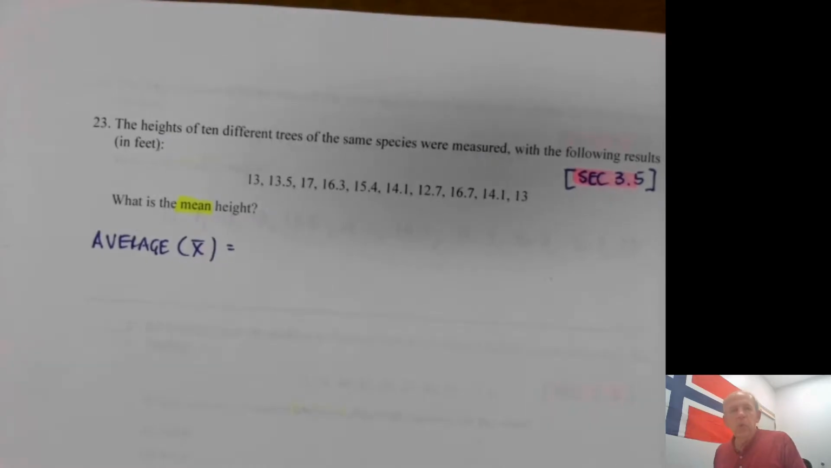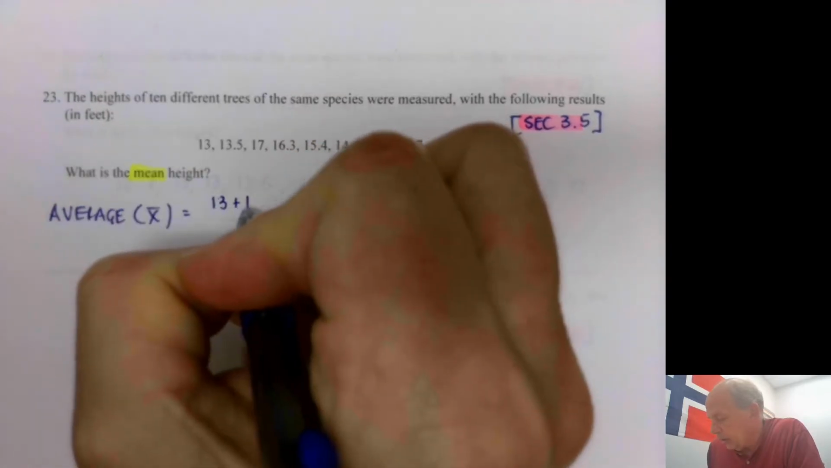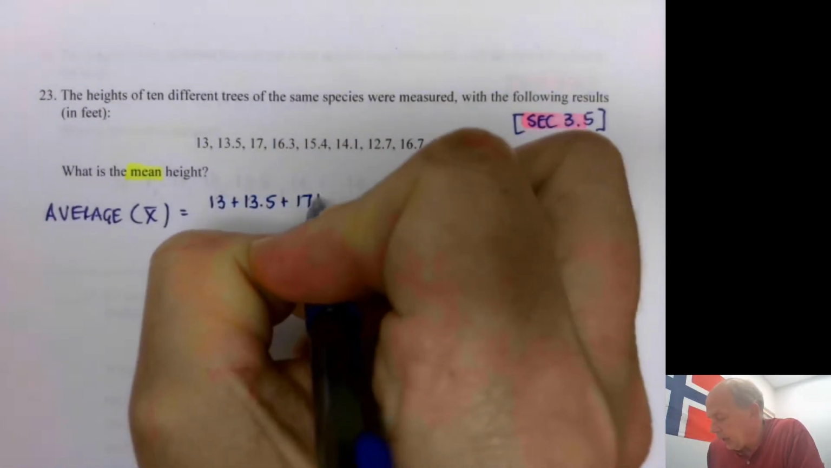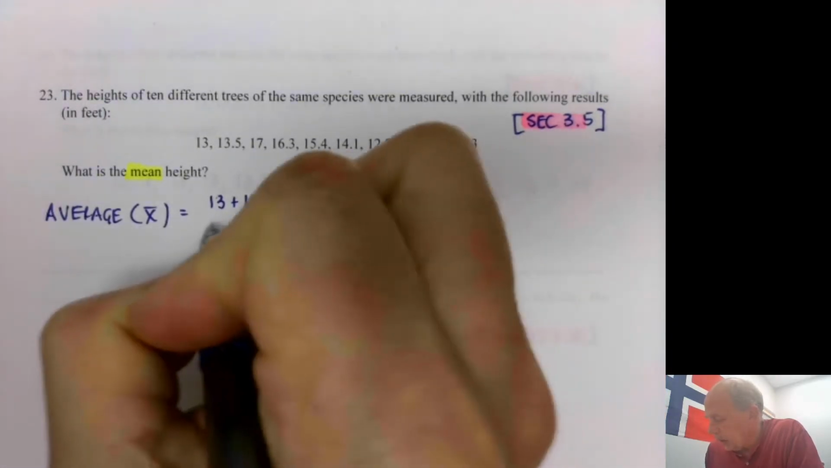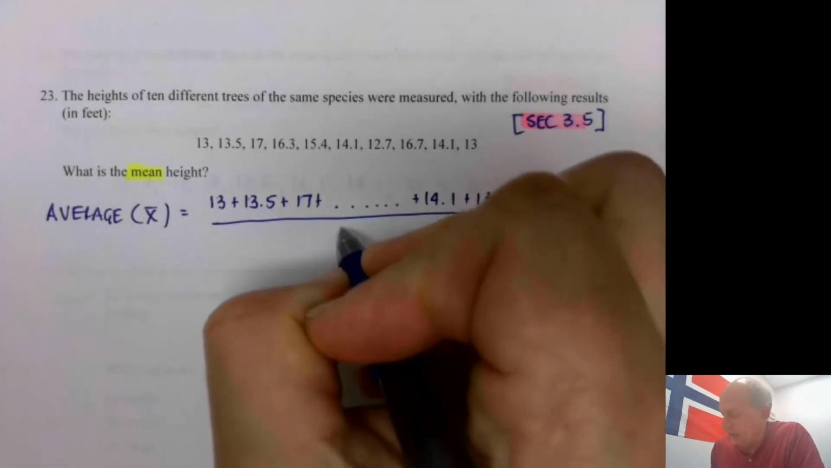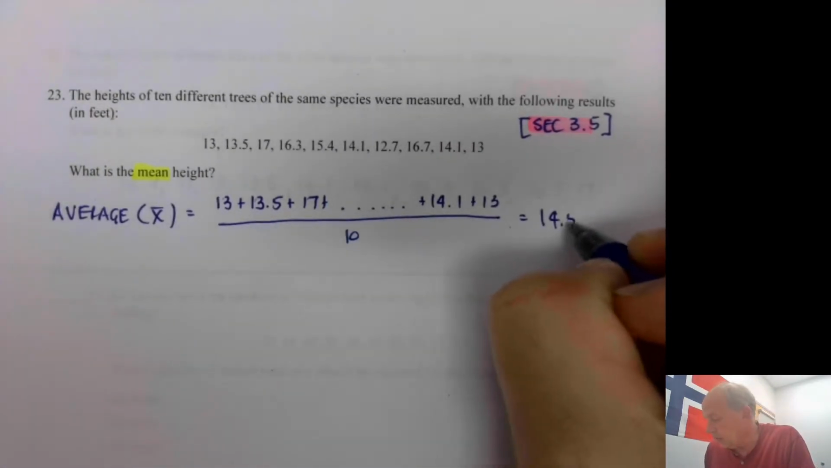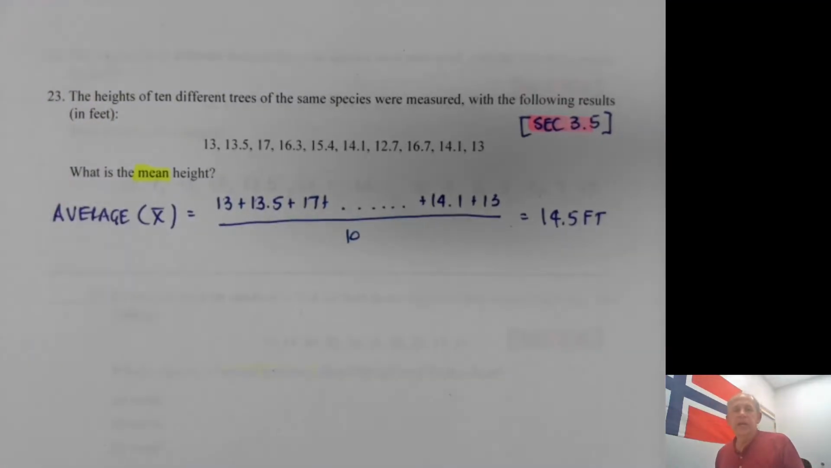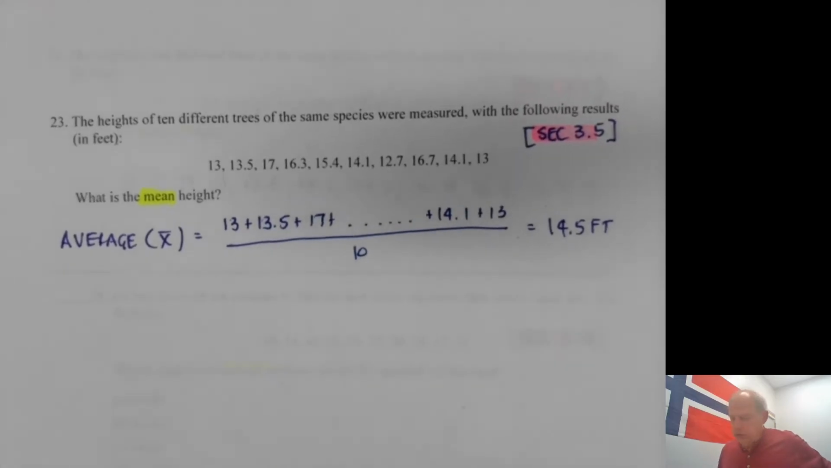Number 23, we have a data set, and we want to find the mean or the average height of this data set. So of course, the average or the mean, we're going to add up all of these trees and their height and divide by the number of trees: 1, 2, 3, 4, 5, 6, 7, 8, 9, 10. And my average here is going to be 14.5 feet. Again, all of your exam will be multiple choice. This one was not, but they will all be multiple choice questions.